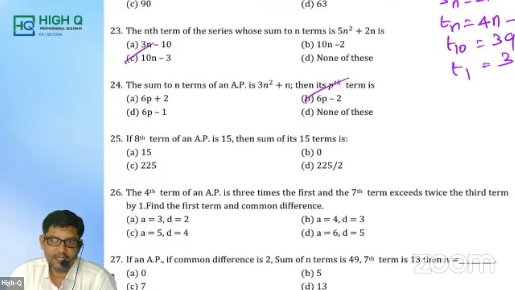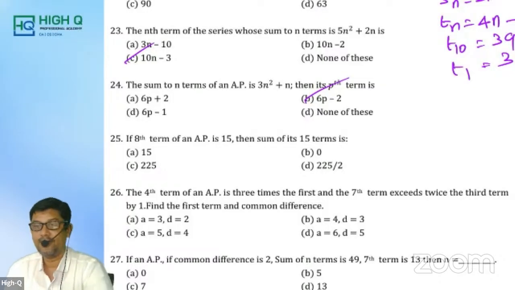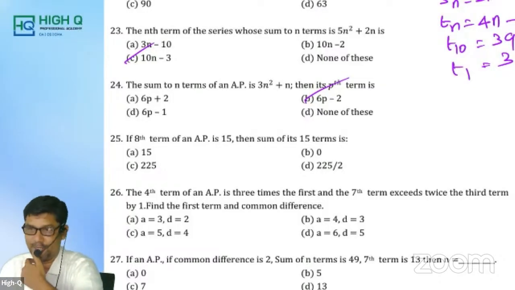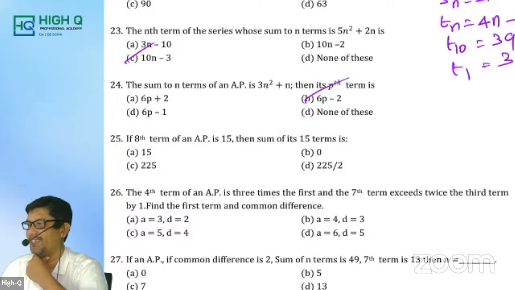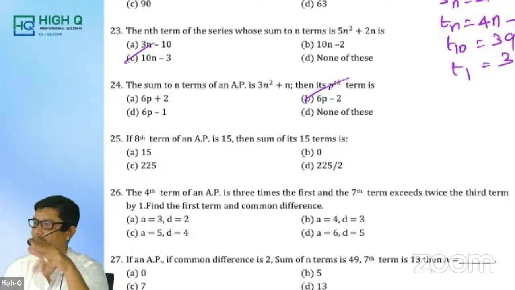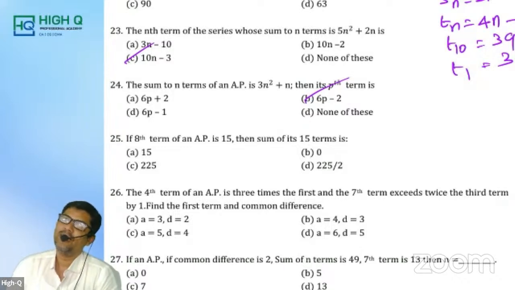25th term, please expect it in the exam also. If the 8th term of an AP is 15, the sum of the 15 terms, I want you to solve it. This one you need to solve. I will tell you the options. Sorry, direct method later. Achha, you know the direct method. Very good. See, no one remembers. Only Akshay remembers the direct method.